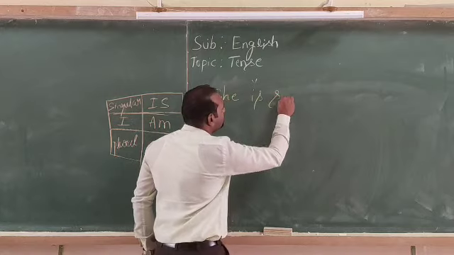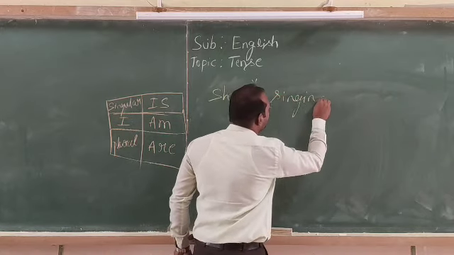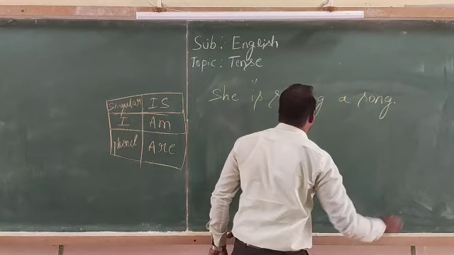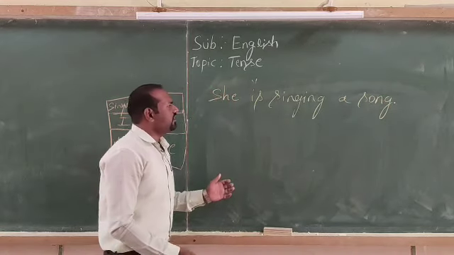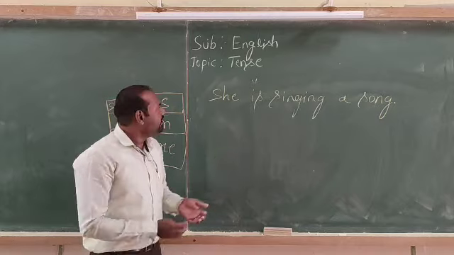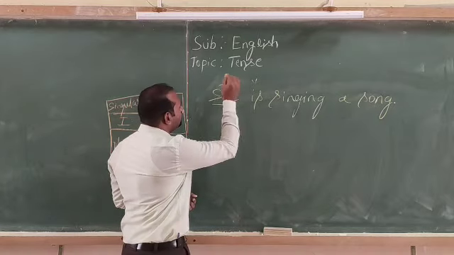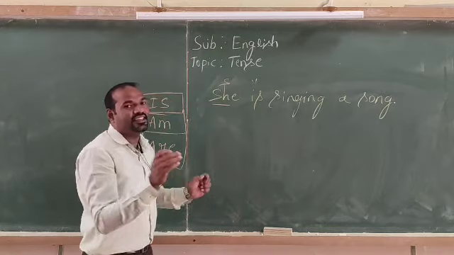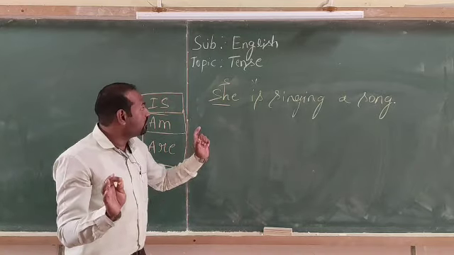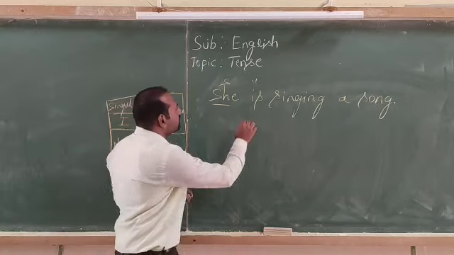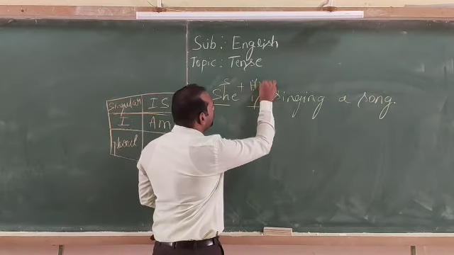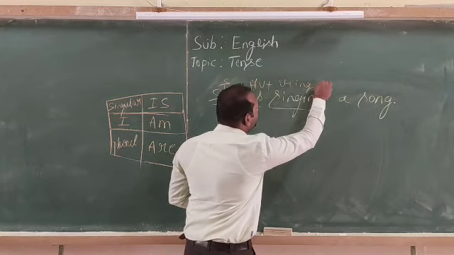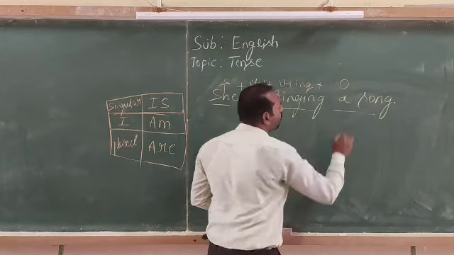She is singing a song. Look, she is singing a song. Here, she stands for subject, and it is singular. For that reason, we used is as a helping verb here. Is stands for helping verb, singing stands for verb plus ing, and a song stands for object.